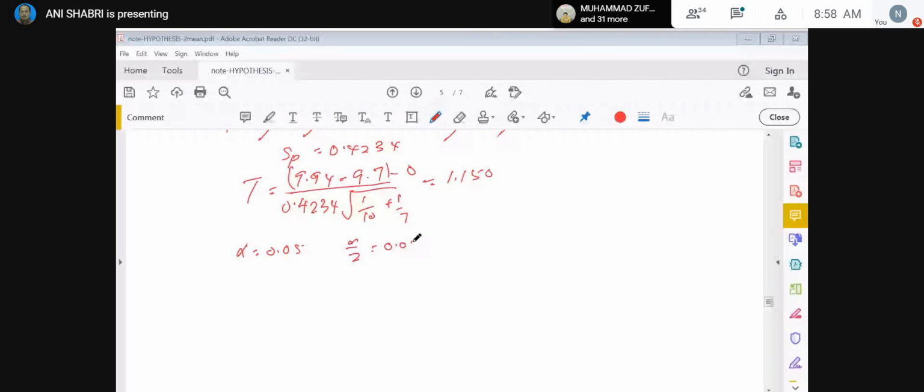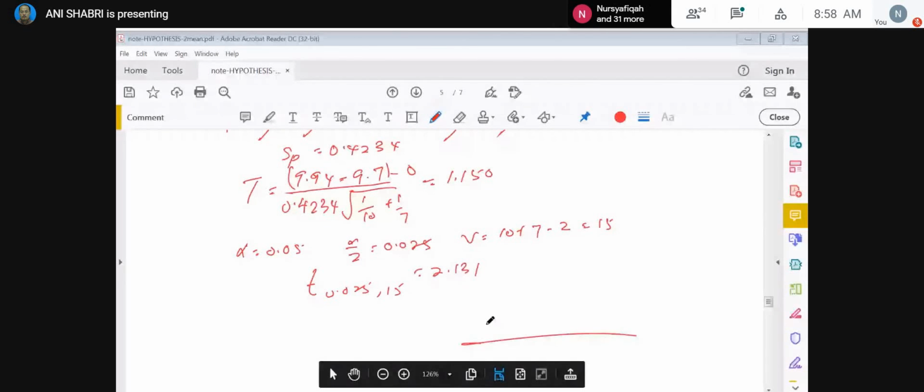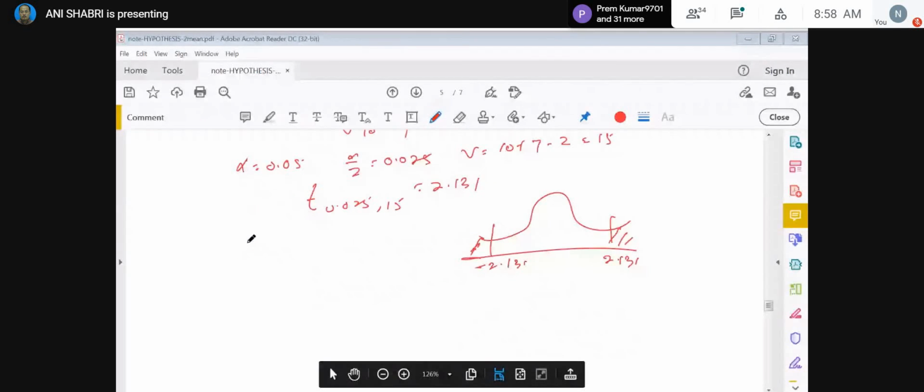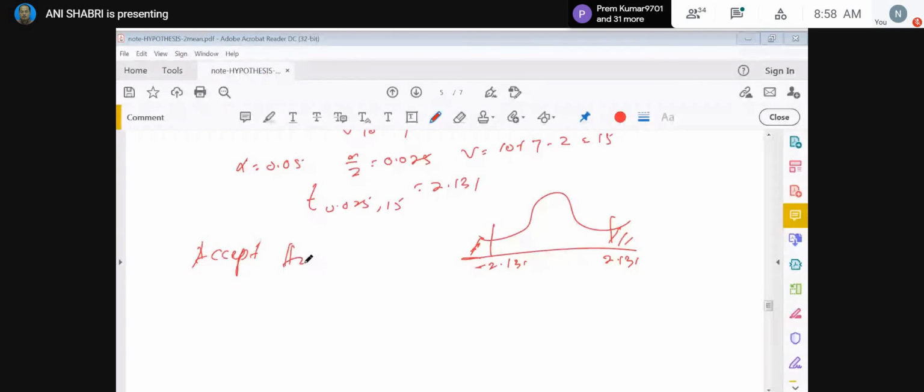We get 15. Okay, T 0.025, 15. We can get the value is... berapa dapat ni Ahmad? 2.131. Okay, 2.131. Okay, the border 2.131. This one is negative 2.131. This one 2.131. Okay, from here we can accept H0. It means mu A is equal mu B.